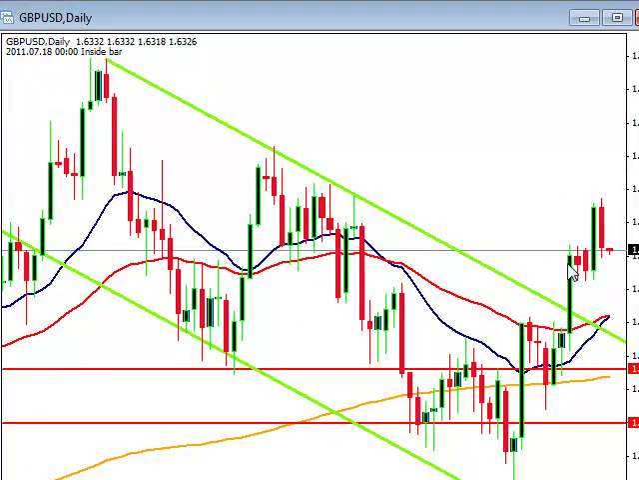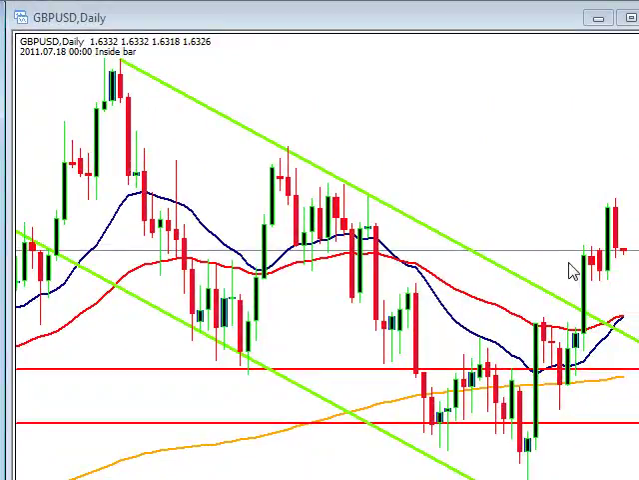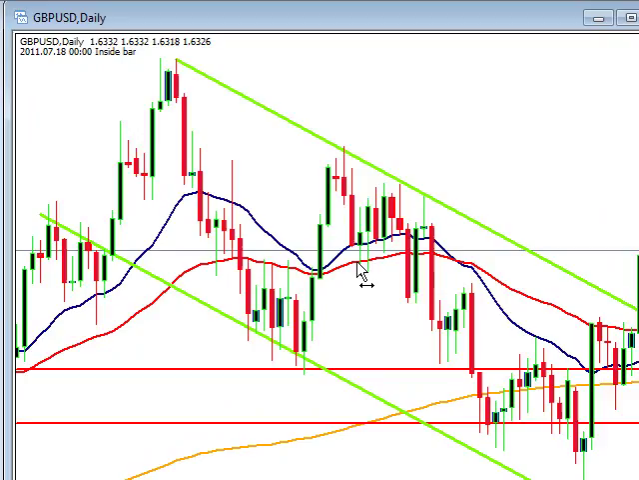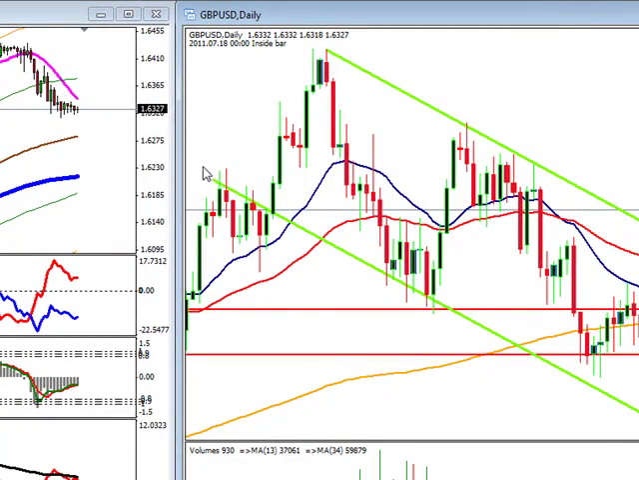starting off with the pound dollar, and we can see that we had a pullback because we had an up move in the dollar. So weak gold, strong dollar. What's interesting, and we talked about this before, is that when we look at where we are, you can see we're really in this big consolidation range.